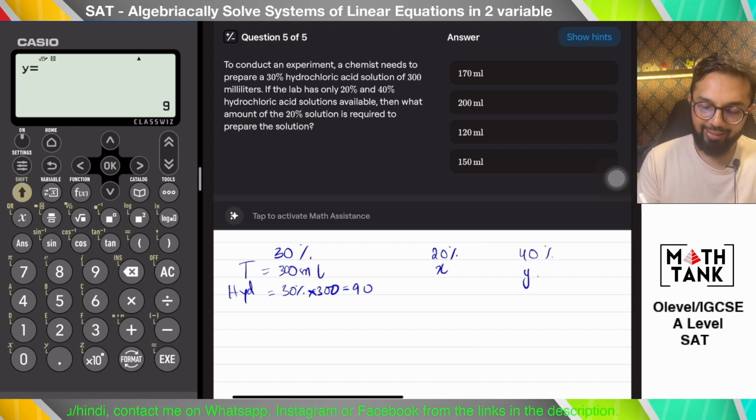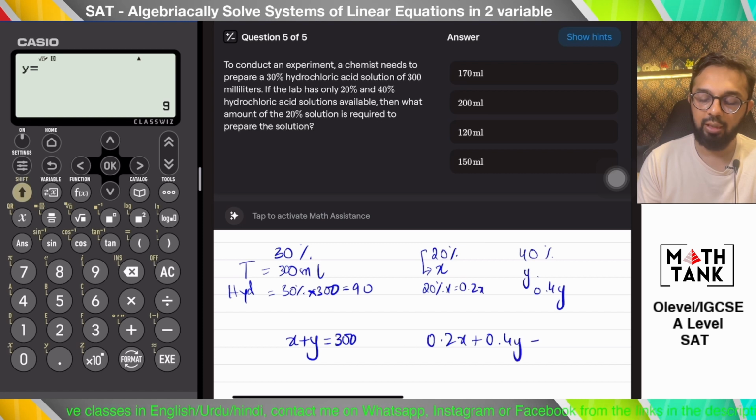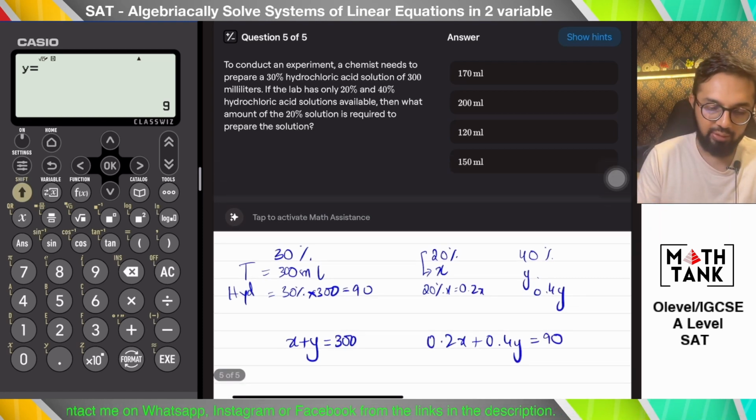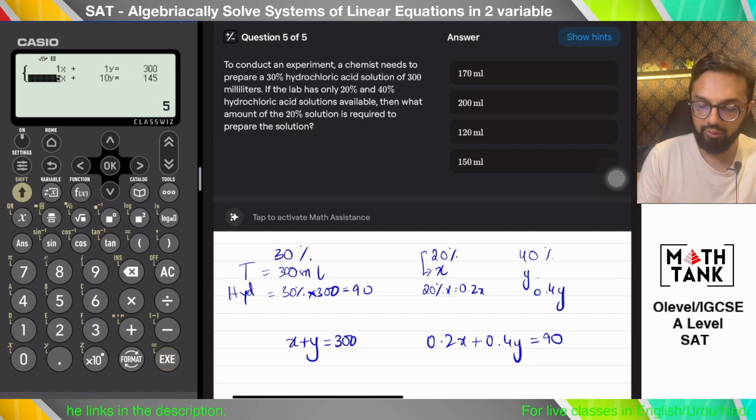Okay, so X plus Y should equal 300. That's one thing. If I take these percentages together, this is 20% of X, which means 0.2X, and this is 0.4Y. Then 0.2X plus 0.4Y should also equal 90, the amount of hydrochloric acid. So the total quantity should match, and so should the hydrochloric acid, and that gives me simultaneous equations that I then put on my calculator.